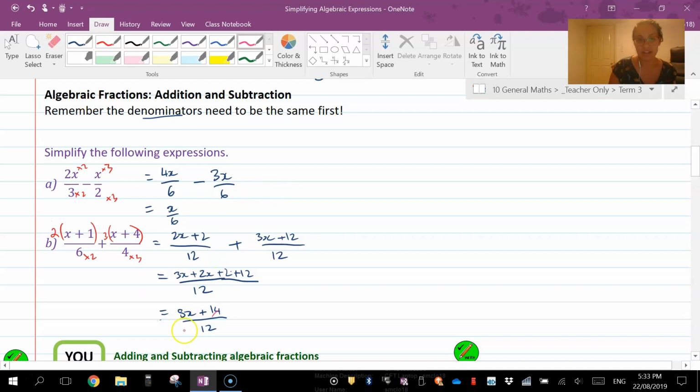I can't actually simplify here. I thought I could, but I can't, because I was looking at common numbers. If you were going to simplify, you would have to factorize this one first and then simplify. But there aren't any common factors in your top line. So if you're stuck with that, there'll be another video later on.